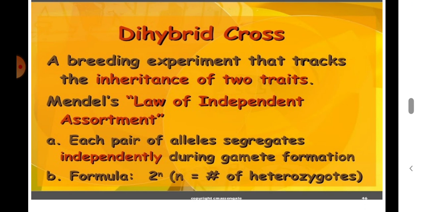Here we are discussing the dihybrid cross, a breeding experiment that tracks the inheritance of two traits. So, we take two characteristics into account. Then Mendel's law of independent assortment: each pair of alleles assorts independently during gamete formation.